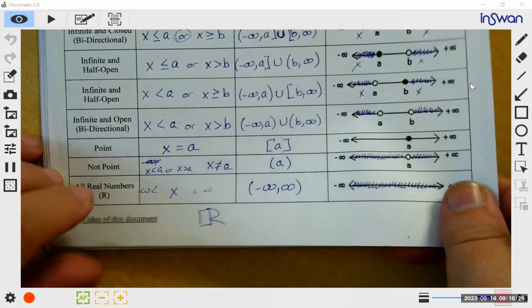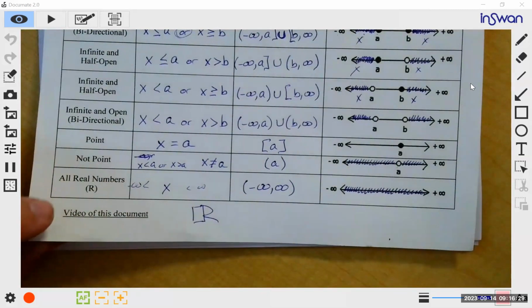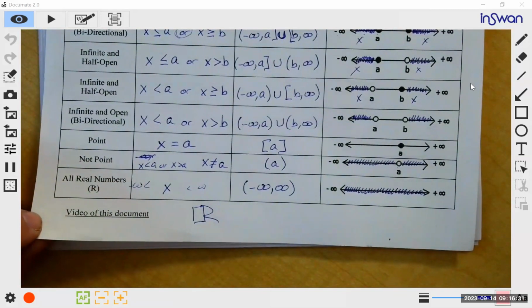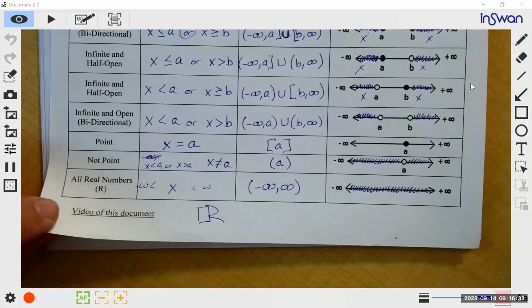All right. Next time we'll do some examples, and then that'll be the end of chapter 1. And we'll start chapter 2 next time as well.